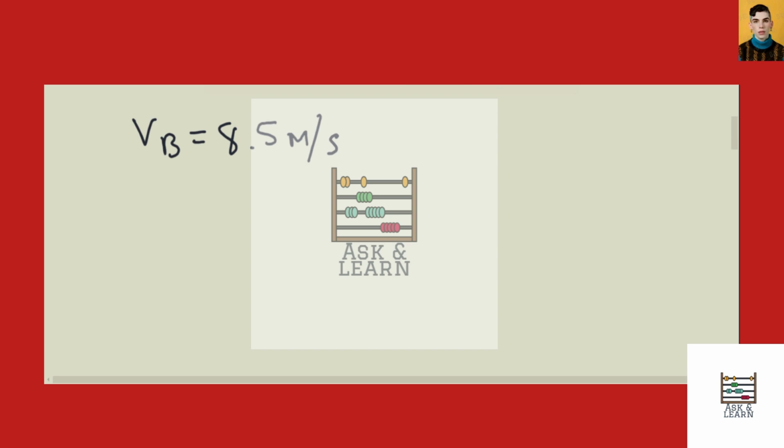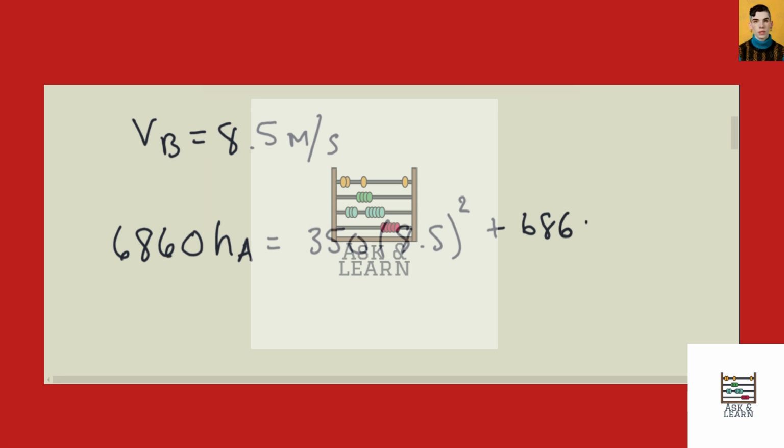So plug in what we know: the mass 700 kilograms times gravity 9.8, you have 6860 times the height HA, which is what we're looking for, equals 1/2 m, so half of 700, so you have 350 times vB, which we already found, which is 8.5, squared, plus, and then again, mass times gravity, 6860 times the height HB, and we know that because it's given to us as 15.